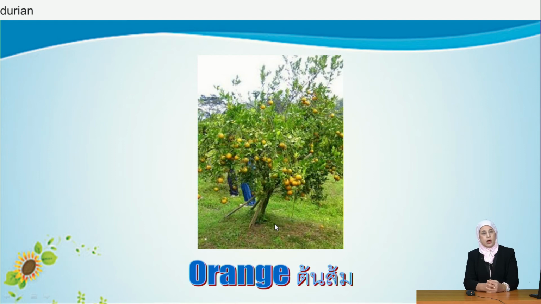The next one, orange tree. Student, many students like the orange. They are full of vitamin C and they like orange juice also. So they have a tree also, okay? O-R-A-N-G-E, orange. T-R-E-E, tree. Orange tree.